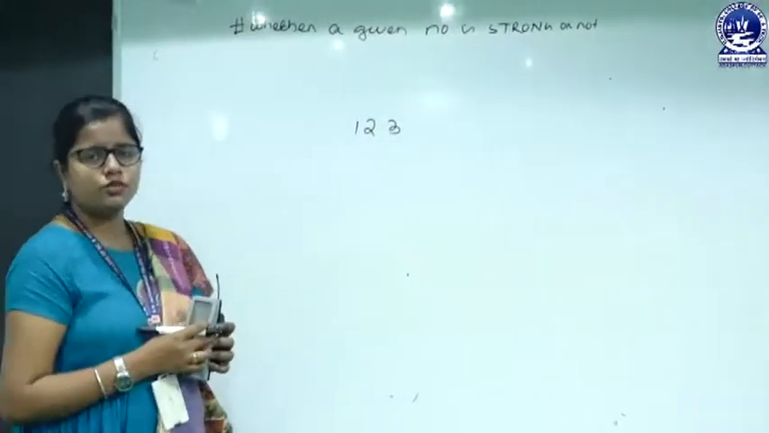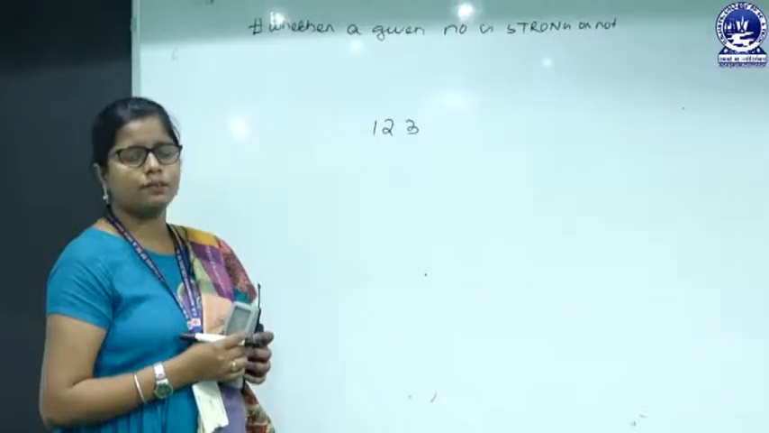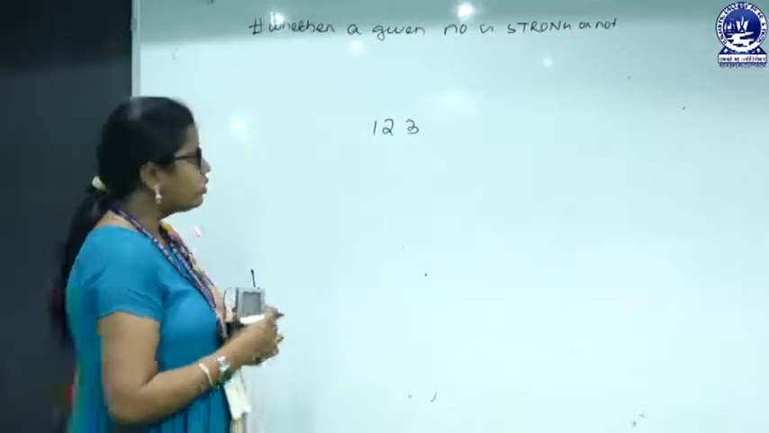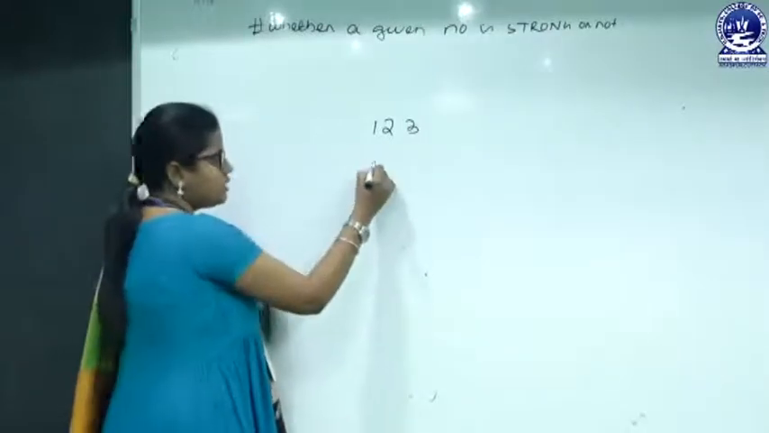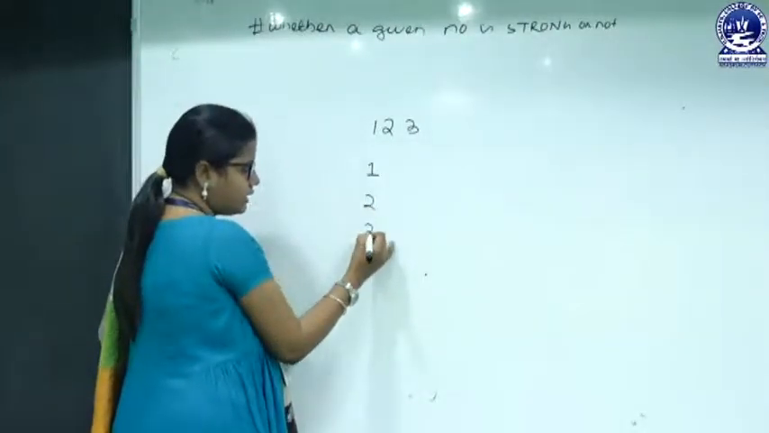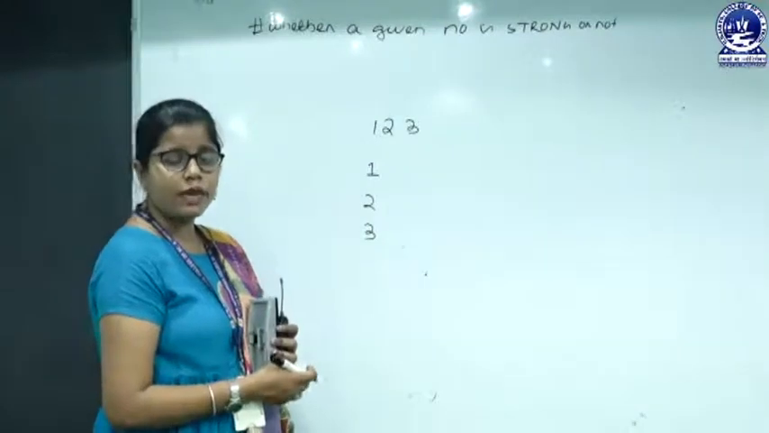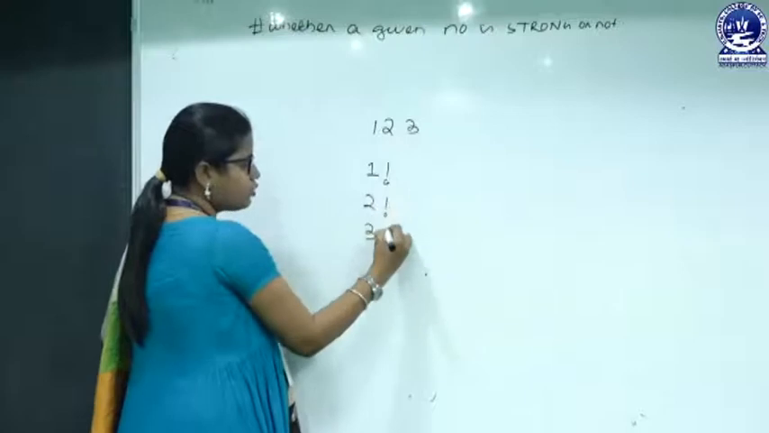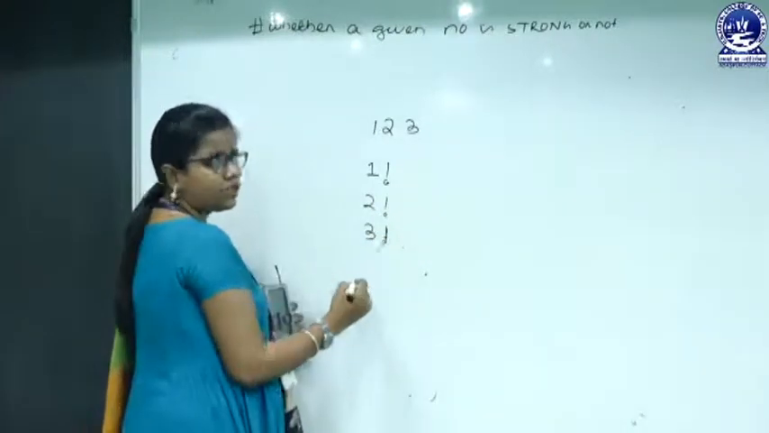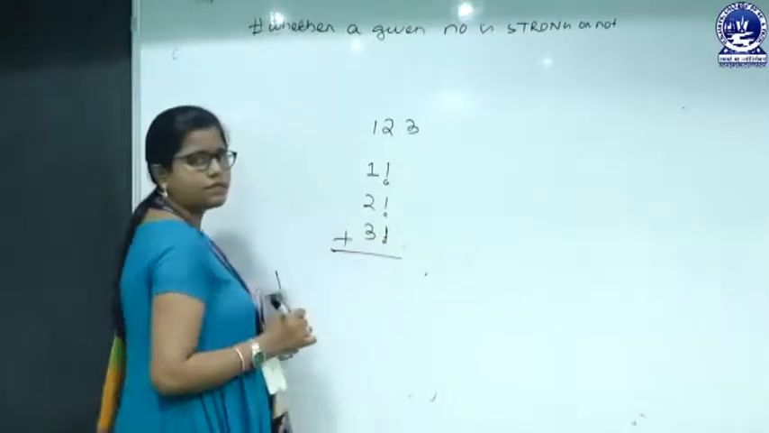First, we have to find out the digits of the number. So how many digits are there? 3 digits are there. So this is 1, 2 and 3. Next, we have to find out the factorials of each and every digit. So 1 factorial, 2 factorial and 3 factorial. Then we will add this.